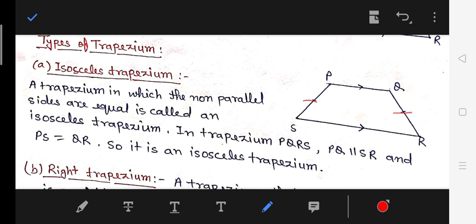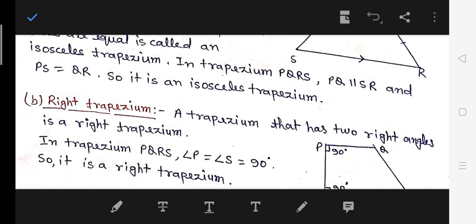So if in a trapezium non-parallel sides are equal, so here if both the non-parallel sides PS and QR are equal, so that type of trapezium is called isosceles trapezium. So here PQRS is an isosceles trapezium. What is the reason? Reason is that here non-parallel sides PS and QR are equal. So that's why it is an isosceles trapezium.